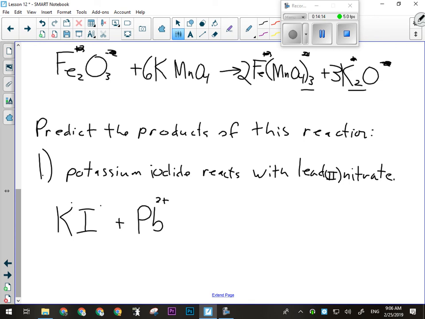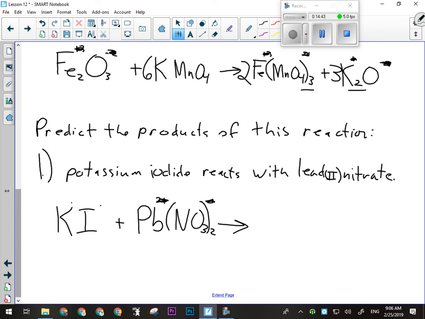So this is a 2+. Nitrate's a -1, so that's going to need brackets with a 2. All right, so those are my reactants. They are both ionic compounds. What's the only reaction type we went over that starts with 2 ionic compounds? Double replacement.